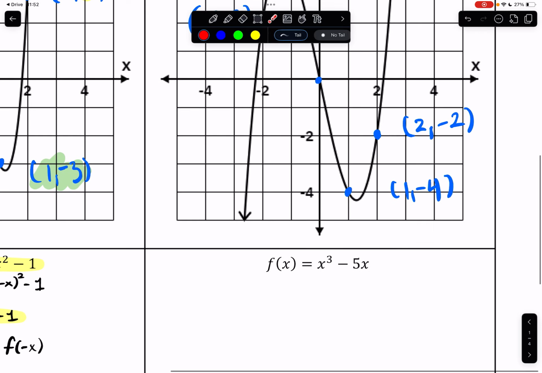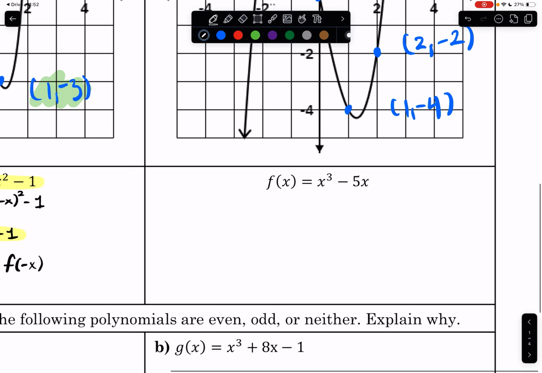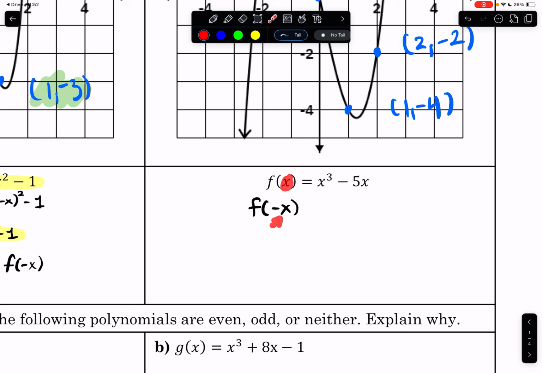Okay, so let's look at this. So look at this example. Here we have f of x is equal to x to the third power minus 5x. This is an odd function. To prove that it's odd, I'm going to plug in the opposite x value. So if x is positive, the opposite of a positive is negative, and if x is negative, the opposite of that negative number will be positive. So let's plug that in.